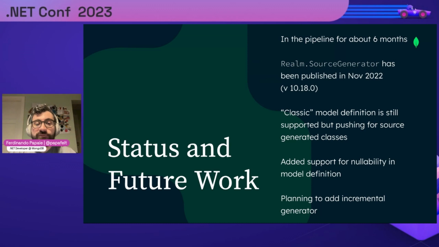We didn't, and so far we didn't get any major complaint, let's say. So we still support the classic model definition with weaving, but we're pushing developers to use the source generated classes, because at some point we would like to get rid of the previous model definition. And the fact that we moved to source generation also allowed us to add support, for example, for nullability in the model definition. That is something that we wanted to do for a long time.